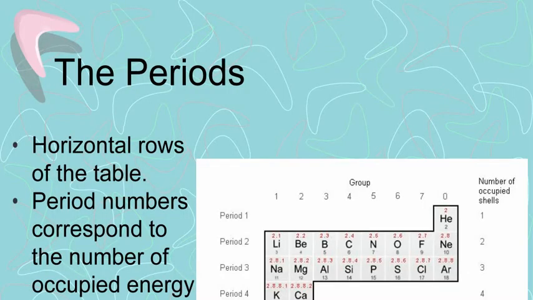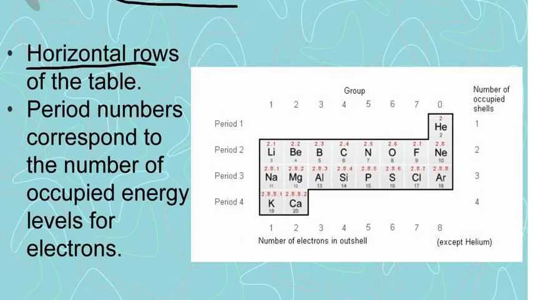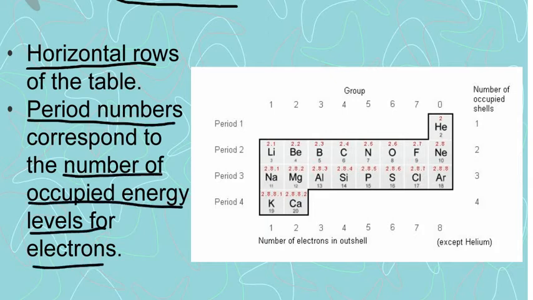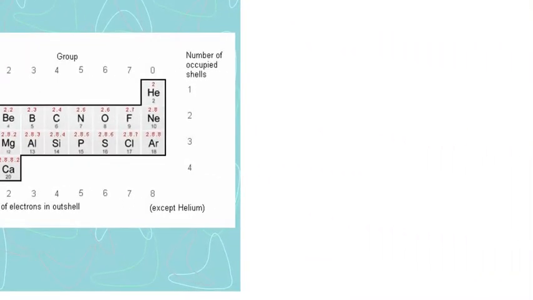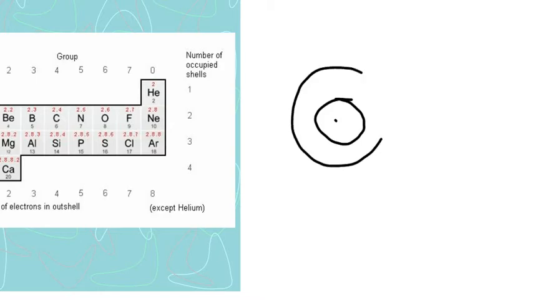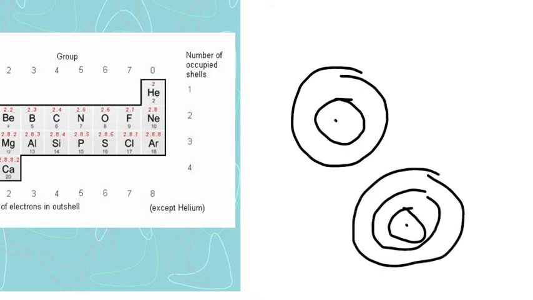On the periodic table, as I said, the horizontal rows are called periods. And the period numbers correspond to the number of occupied energy levels for the electrons. In other words, it tells us how many rings they have. If you're in period 2, your atom will have 2 rings. So all the elements in period 2 will have 2 electron shells. If you're in period 3, you'll have 3 electron shells.